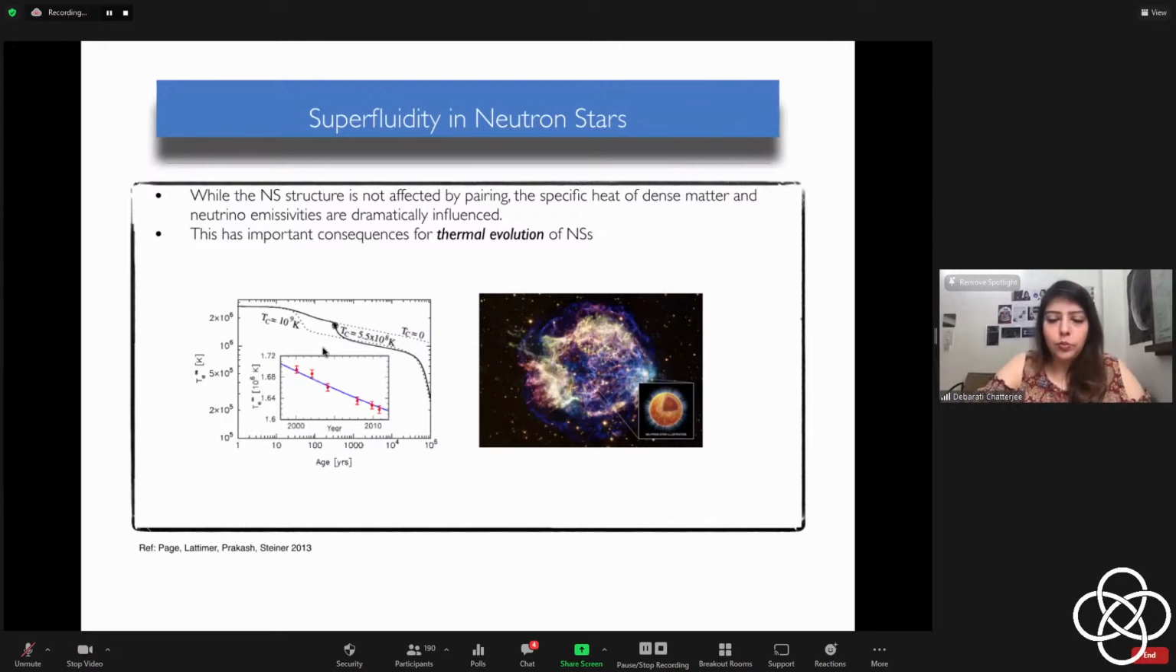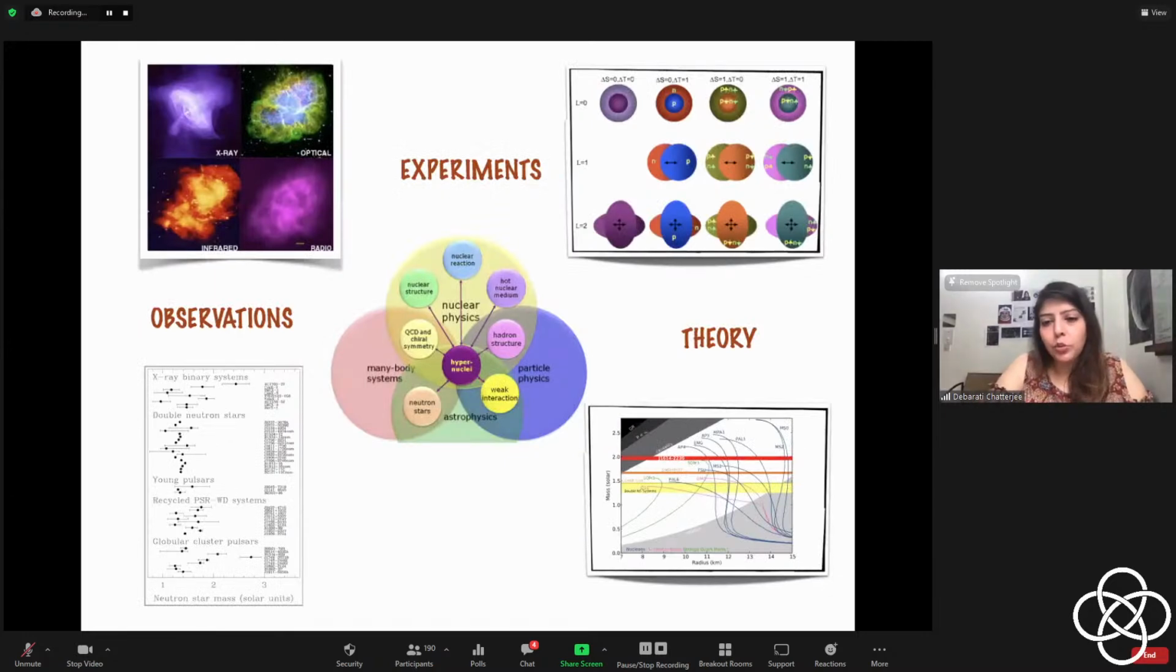So the main story here is that you can understand that these are so many different fields. Neutron star physics is a multidisciplinary field. You have experiments telling you a lot of things, theory and observations hand in hand, and you need constraints from all of them. There is also an overlap of nuclear physics, particle physics, astrophysics, and many-body systems. All these put together give you the complexity and the beauty of neutron stars.